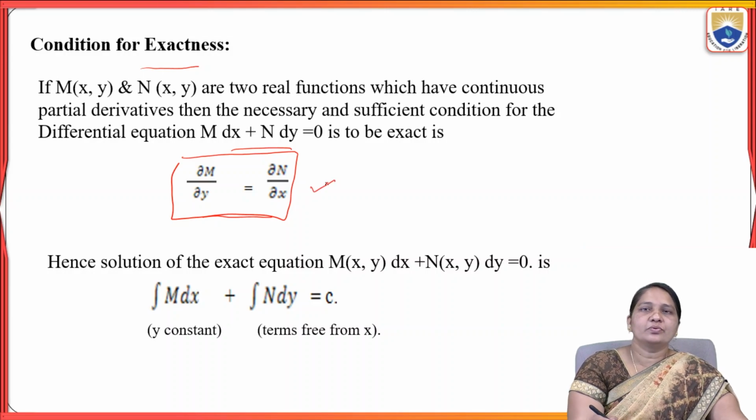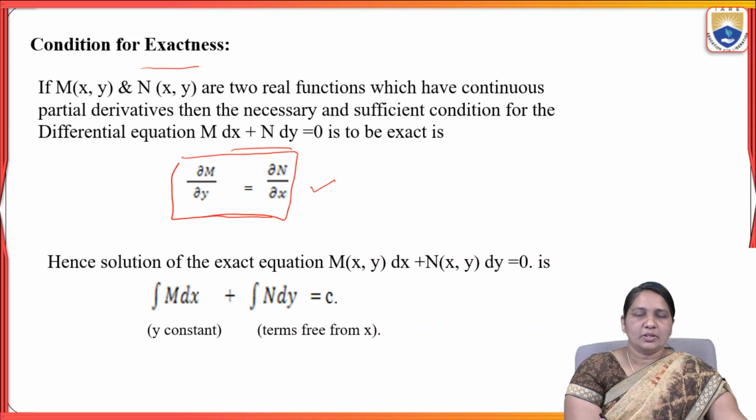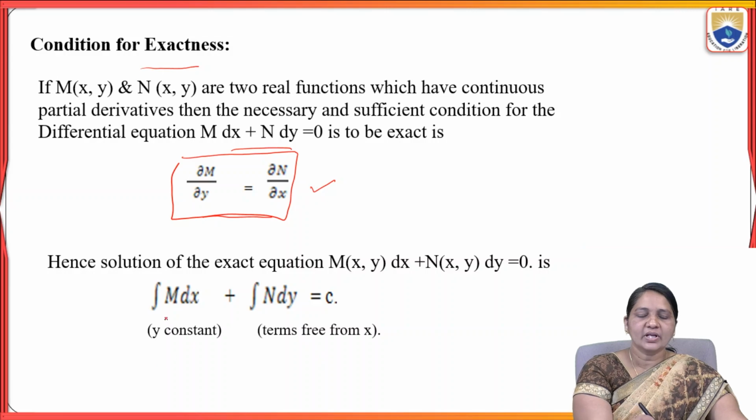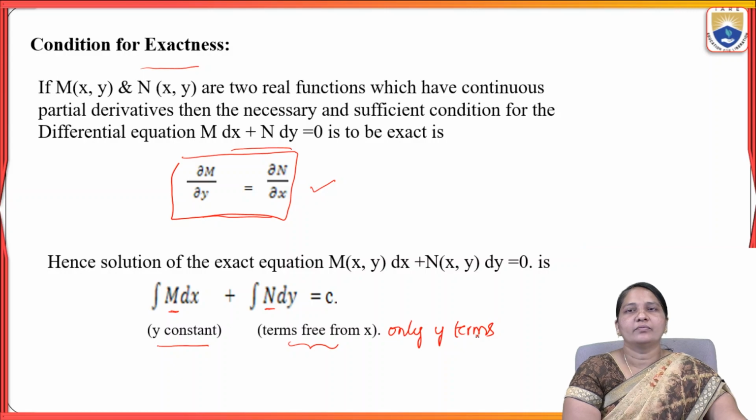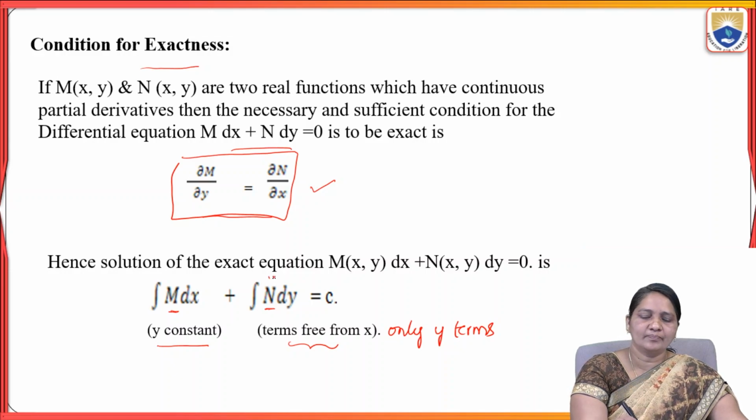If the condition is proved, we have to follow the procedure to calculate the general solution. What is the general solution here? Integral M dx plus integral N dy equal to c. When you are integrating M, we should take y as a constant. And when you are considering N, we have to take only the y terms, free from x. We should not take the x terms of N.